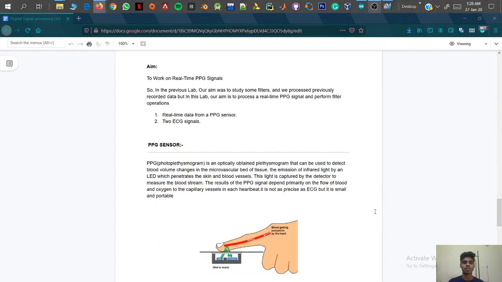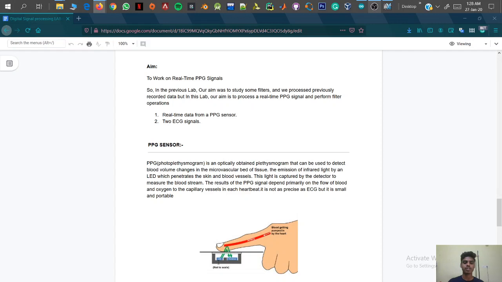So what is the PPG sensor? A PPG sensor is used to detect the blood volume change in the microvascular bed of tissue. It emits infrared light, which penetrates the skin and the blood vessels, and this light is captured by the detector to measure the blood flow. The PPG signal depends primarily on the flow of blood and oxygen to the capillary vessels in each heartbeat. It is not as precise as ECG, but it is small and portable.